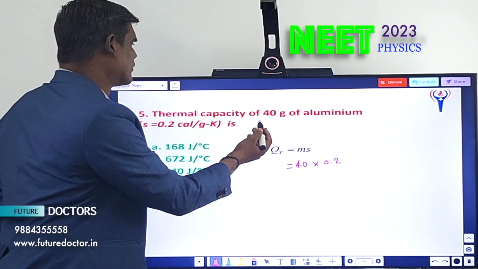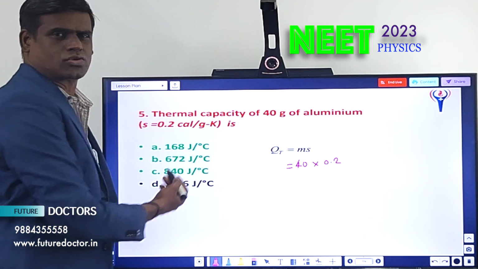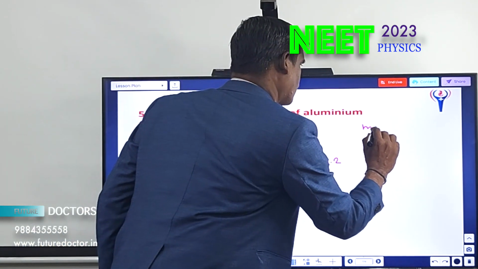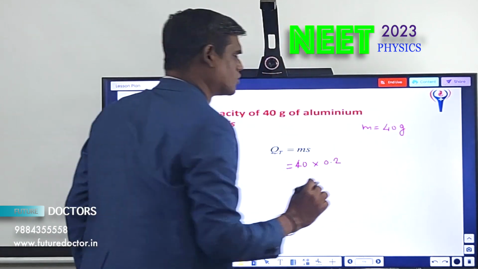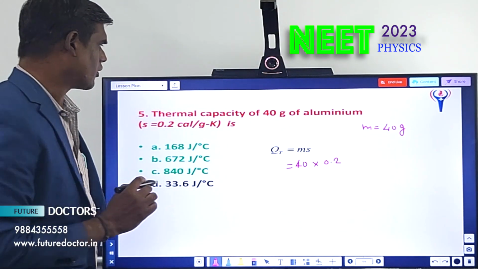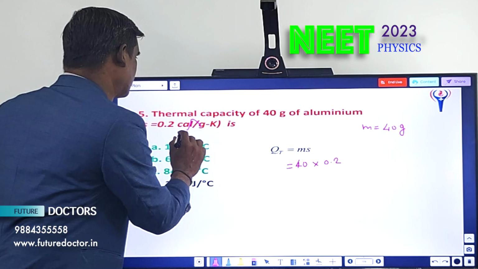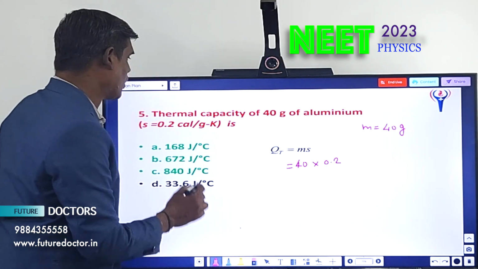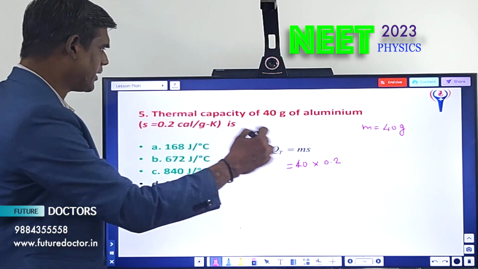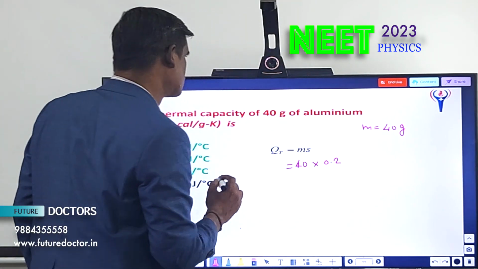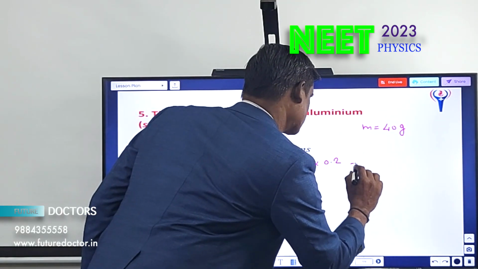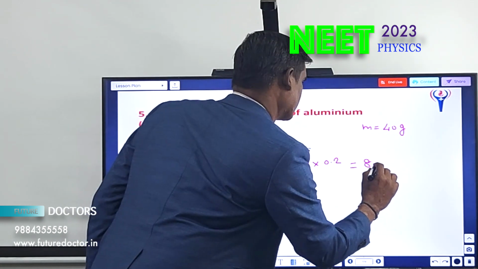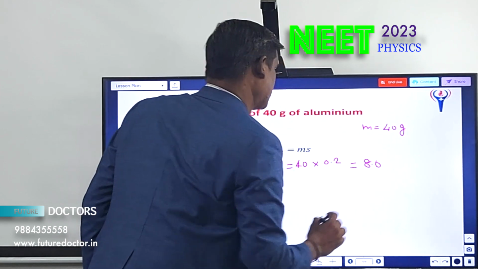Otherwise, you have to convert this into kilogram, and this also into kilogram, because the mass is given as 40 gram. The correct way is to convert into SI unit kilogram, but here its value is given as 0.2 calorie per gram. So keep it in gram itself. 40 into 0.2, how much? 40 into 2 is 80, so 8.0.